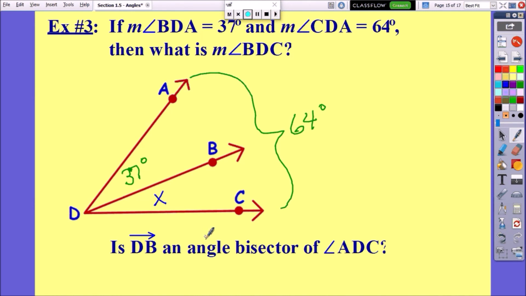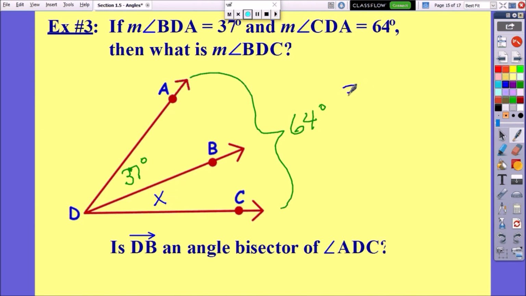Now, some of you might look at this and go, this seems pretty easy, right? If I've got a little angle and another little angle, and together I know that they need to add up to be this bigger angle, well, instead of doing the angle addition postulate, it's kind of like you're doing the angle subtraction postulate, right? You know what the final answer is, and you know how much one part is, so if you take the difference, you can get the other part.